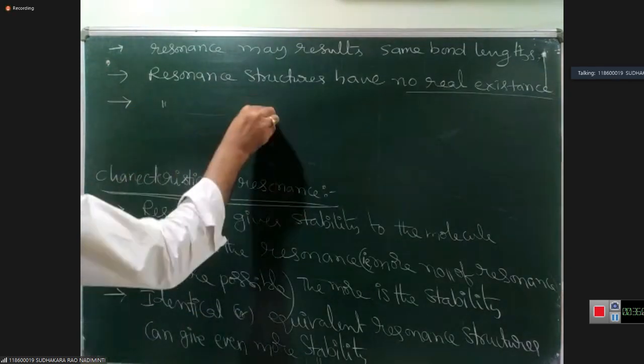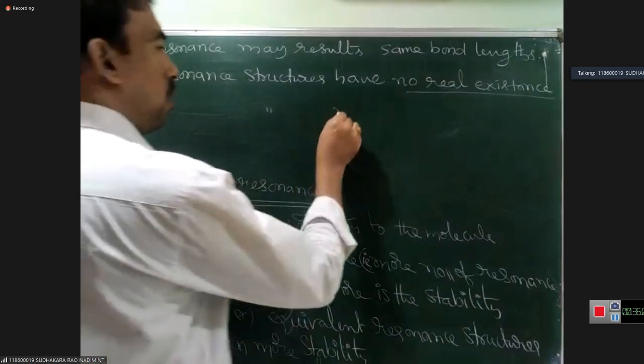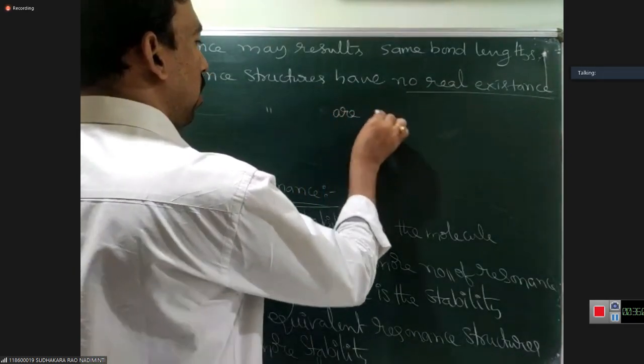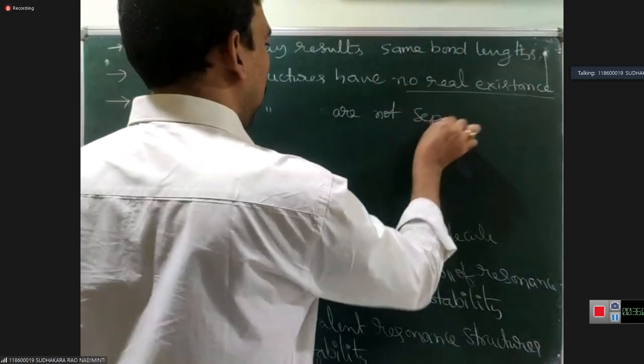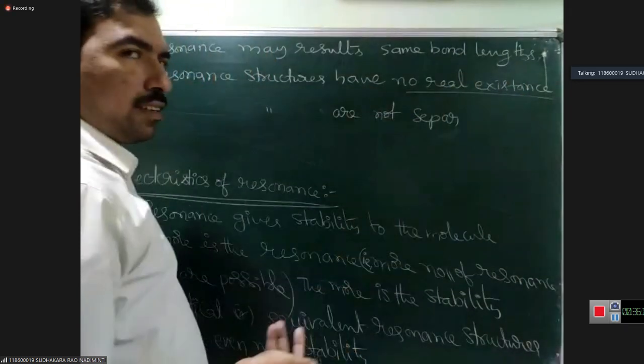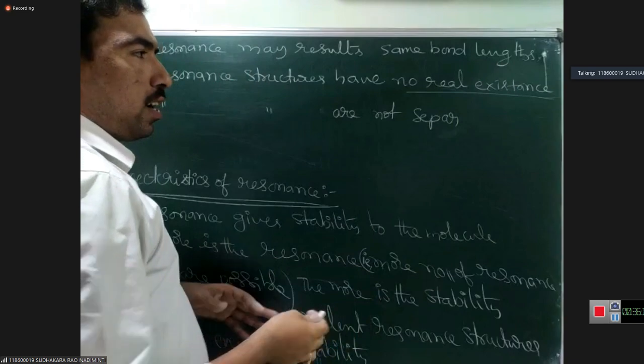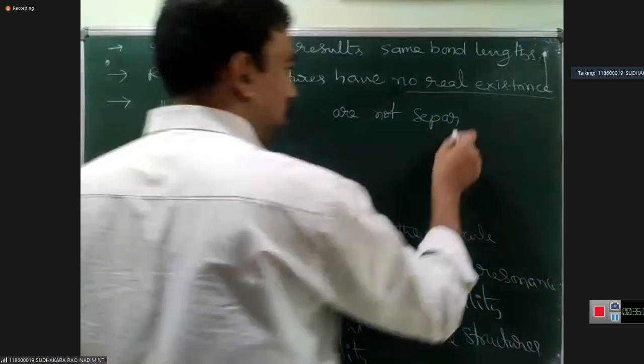So resonance structures are not separable. Of course, there is no real existence. Meaning, how can we separate this structure from that structure? Not separable.